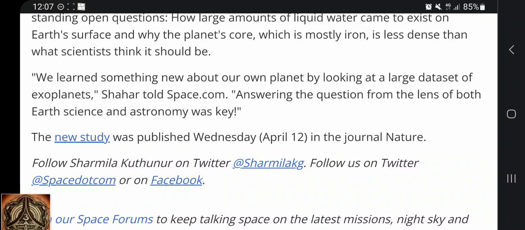We learned something new about our planet by looking at a large dataset of exoplanets, Shahar told Space.com. Answering the question from the lens of both Earth science and astronomy was the key.